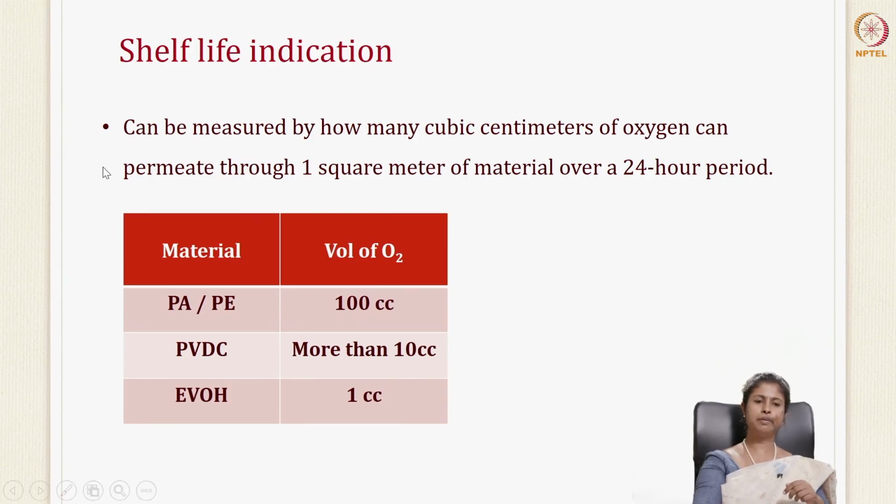Look at the permeability for different materials. With a polyamide and polyethylene package, the volume of gas permeable through it is 100 cc. If you use PVDC, it is more than 10 cc. That means it's a better barrier property. Ethylene vinyl alcohol, EVOH, 1 cc. So this is one of the best barriers and one of the packaging materials that is used for your vacuum packages.